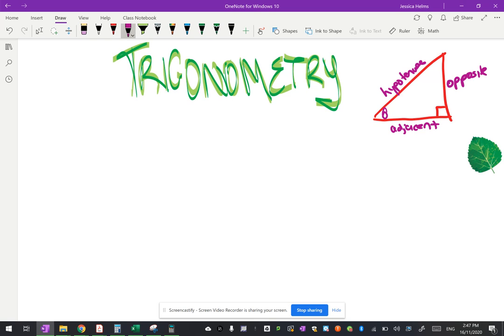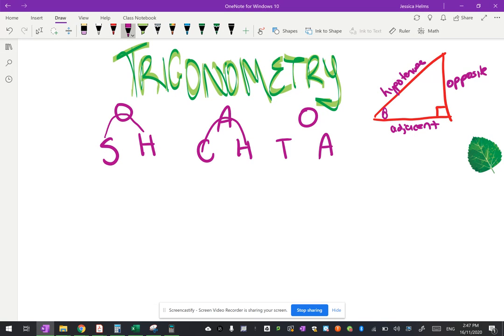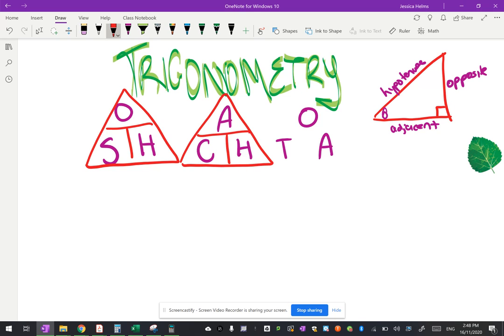We write it out in a magic triangle. S-O-H, C-A-H, T-O-A: SOHCAHTOA. The reason I write it like this, going around, is that then I can form a magic triangle around it, which will help me actually solve problems. So this is a magic triangle. You can sometimes see them in science as well. Each of these shows you the ratios and how it all works.